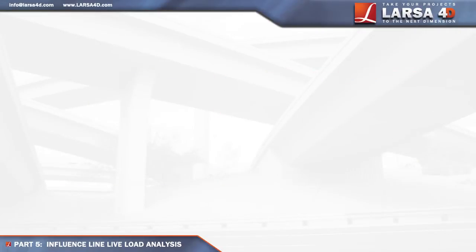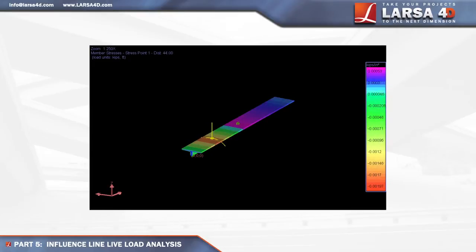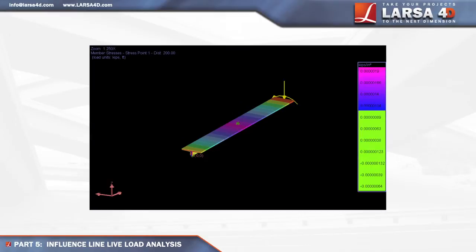In Larsa 4D, a lane is a linear path in the model along which a vehicle pattern or unit load will march in a moving load or live load analysis, which can take any path through 3D space. If the lane is not directly over the girder centroid, Larsa 4D will generate the appropriate moments automatically. For an influence line analysis, we must place a lane on the structure where a traffic lane will fall.